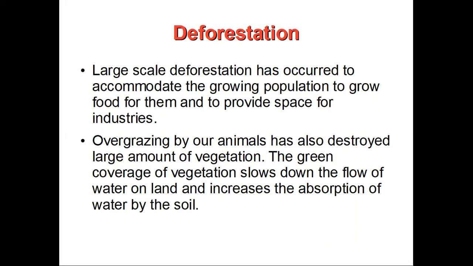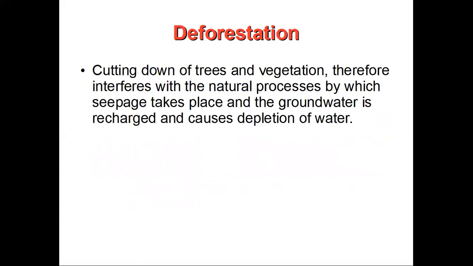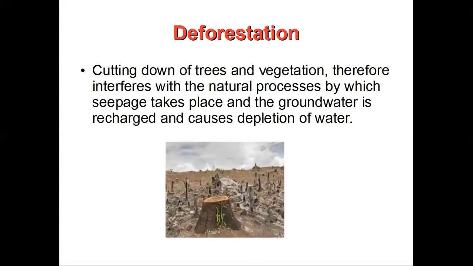Next comes deforestation. A large scale of deforestation has occurred to accommodate the growing population, to grow food for them and provide space for industries. Now, overgrazing by our animals has also destroyed a large amount of vegetation. Now, the green coverage of vegetation slows down the flow of water on land and increases absorption of water by the soil. Now, cutting down of trees and vegetation therefore interferes with the natural processes by which seepage takes place and the underground water is recharged, and causes depletion of water. Now we can see in this image.